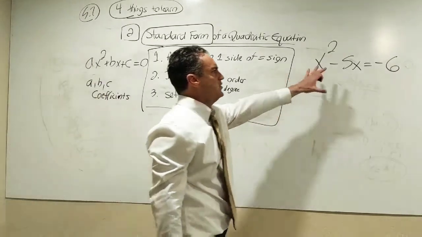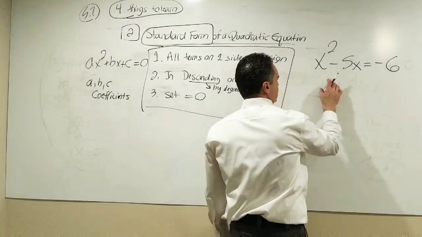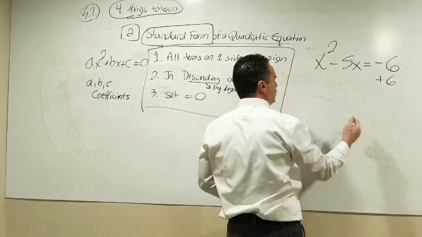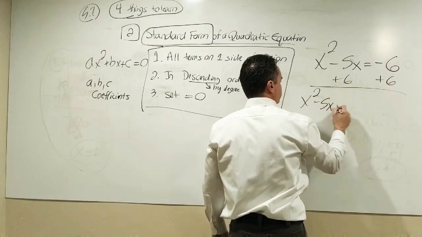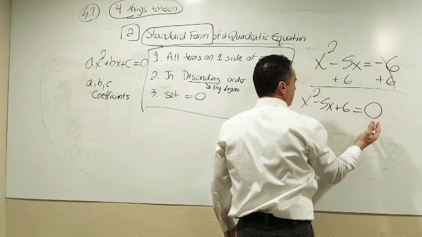So if we want to put this in standard form, balance rule, to get this over on this side, because we want all the terms on one side, we're going to add 6. And what we do to one side, we do to the other. We add 6 here, and we get x squared minus 5x plus 6 equals 0, right? Because these cancel each other out and make 0.